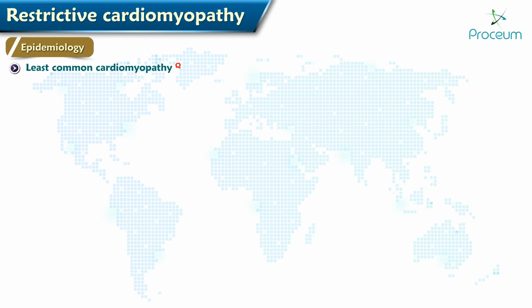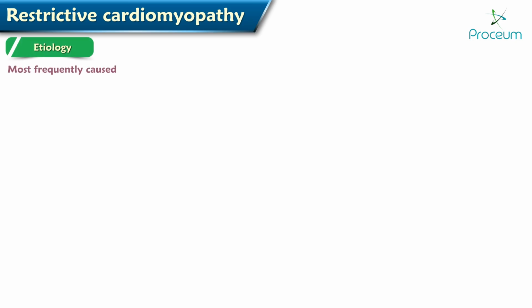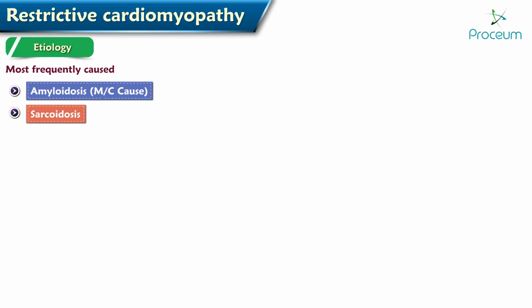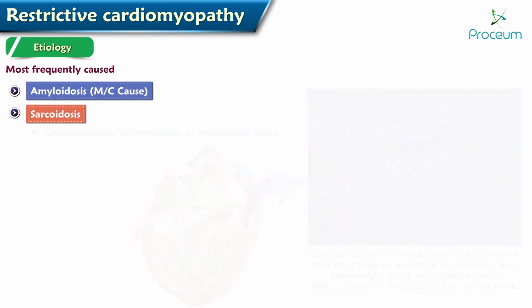Epidemiology. It is the least common cardiomyopathy with a prevalence of 1 in 500. Etiology. Restrictive cardiomyopathy is most frequently caused by the following disorders. The most common cause is amyloidosis. It is caused due to buildup of abnormal amyloid proteins in the heart muscle. Sarcoidosis. Sarcoidosis is due to granulomatous inflammation of the myocardial tissue.